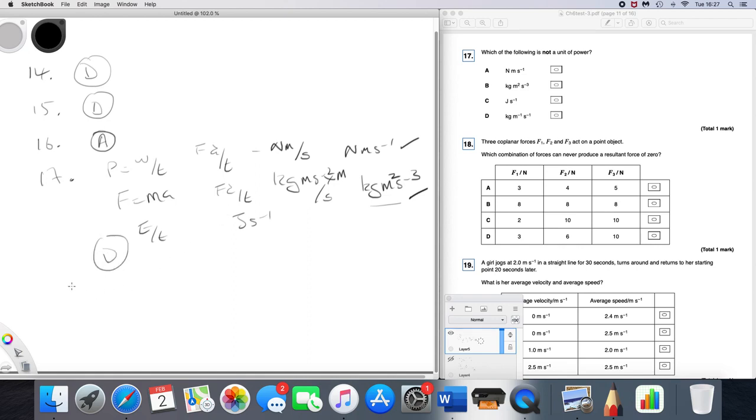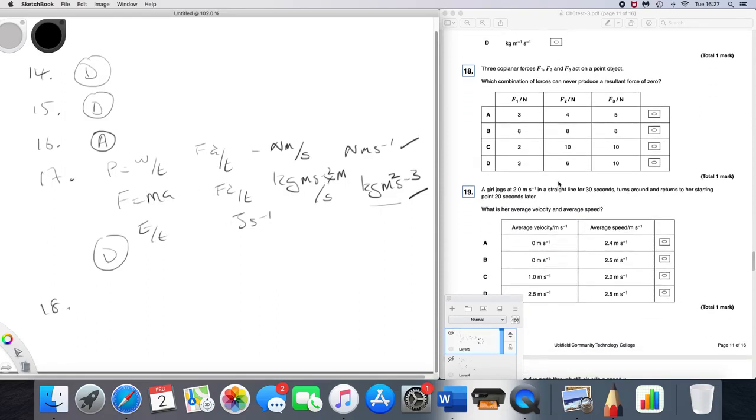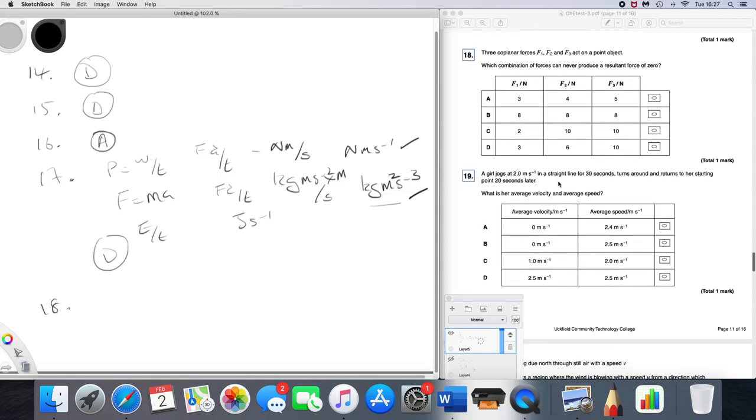Question 18. Three coplanar forces, F1, F2, F3, act on a point. Which combination of forces can never produce a resultant force of 0? Well, here you have a 3, 4, 5 triangle. That will form a closed triangle, and therefore that one can give you a resultant of 0. B, well, you've got 3, 3, 3, an equilateral triangle.